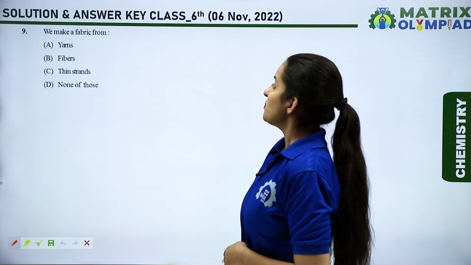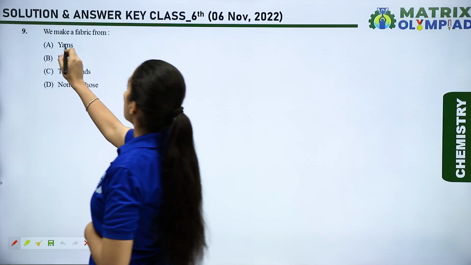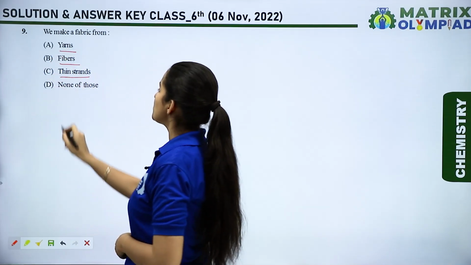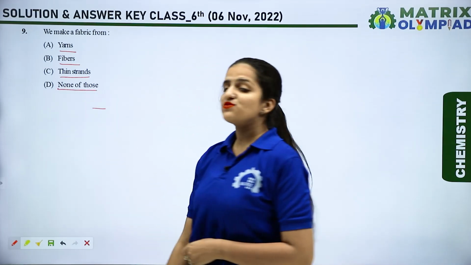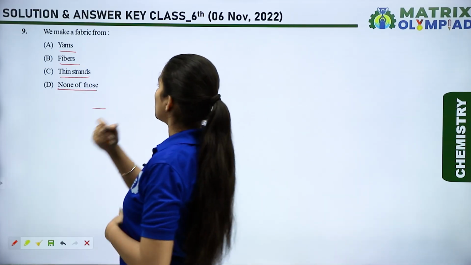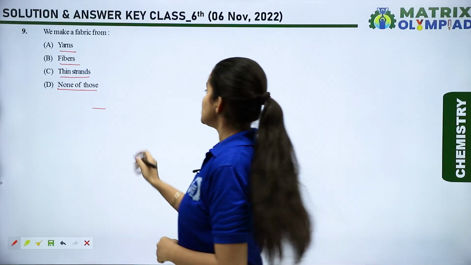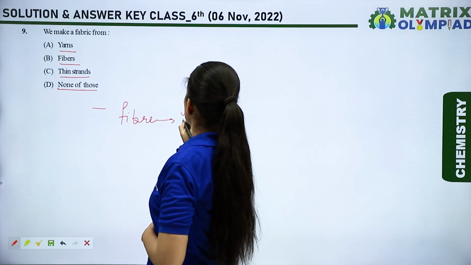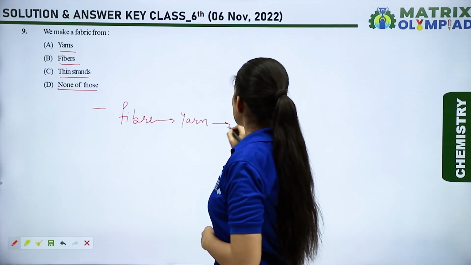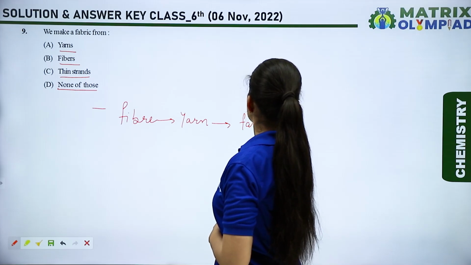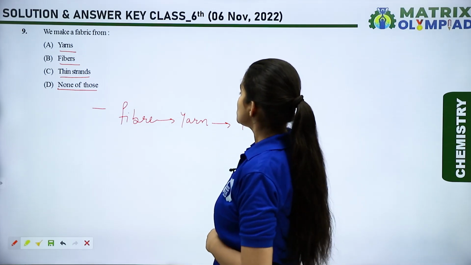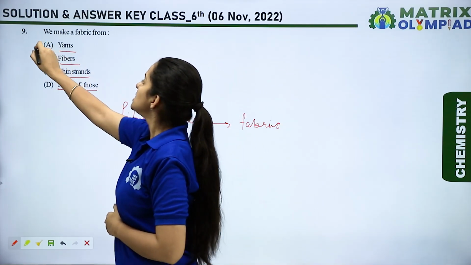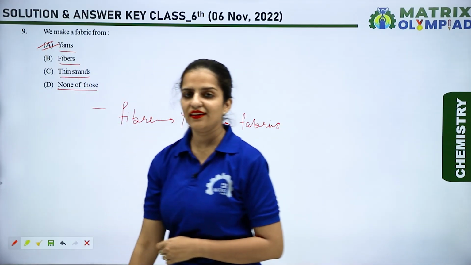Next question, we make a fabric from option A, yarns, option B, fibers, option C, thin strand, or option D, none of the above. As we know, the process for making fiber into fabric is, first of all, fiber is changed into yarn, then yarn is changed into the fabric. Hence we make a fabric from the yarn. So option A is correct here.